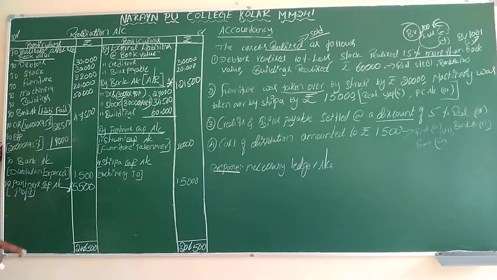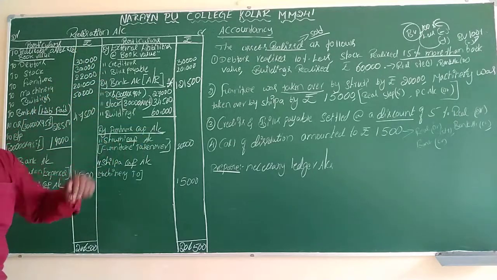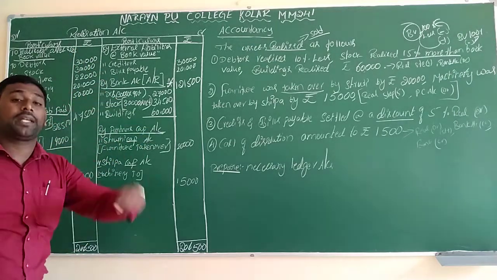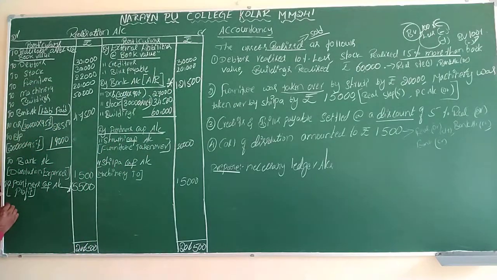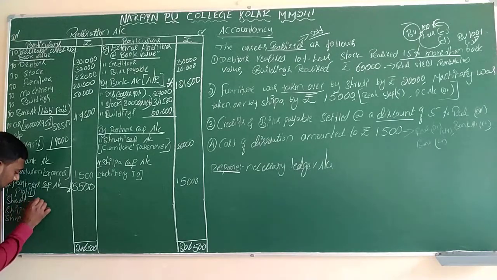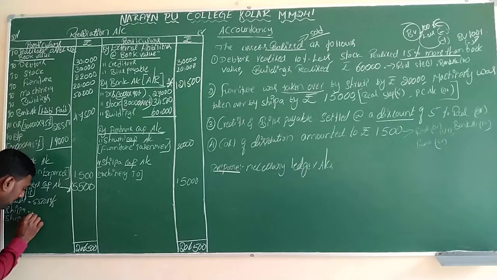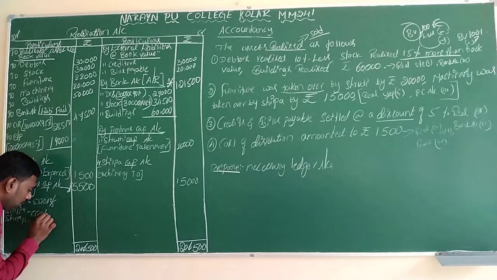How do we have to distribute it? According to their ratios. Where are the ratios available? In the beginning of the question itself they are given. Therefore here the partners are Shruti, Shilpa, and the third partner is Shreya. So the profit is 5,500 into 2 by 5.